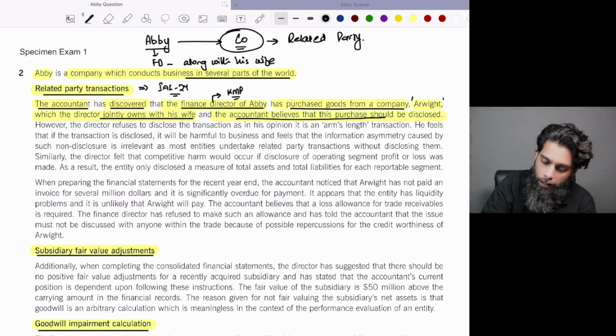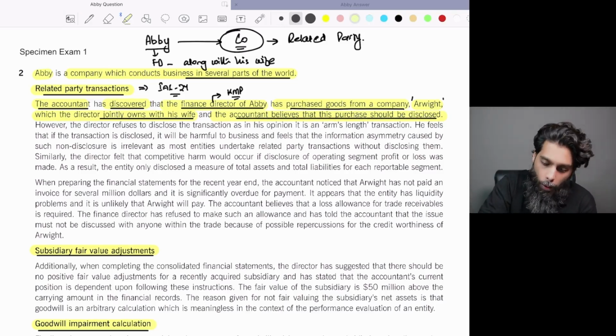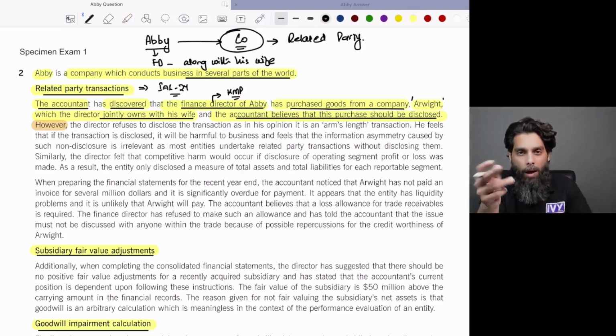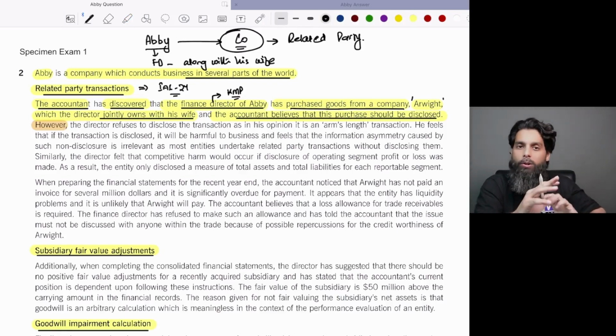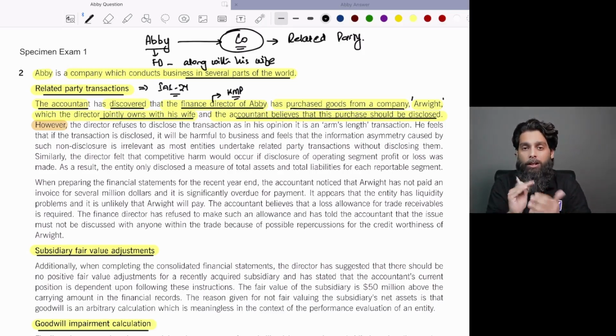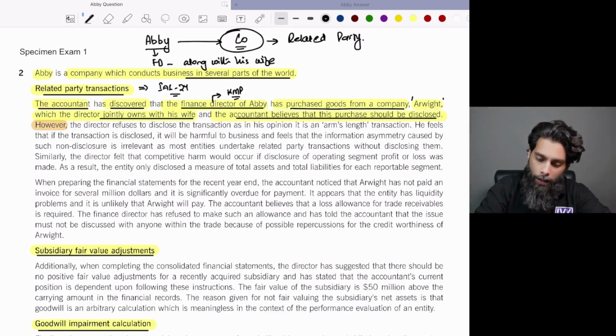The accountant believes that this purchase should be disclosed. Then the examiner says, however. Now, whenever you see the word however, it is always used for something which happens in opposite. So the accountant wants to provide a related party disclosure, then there comes the word however. However means that there is a position which is opposite to the disclosure requirement. So there is another opinion about it.